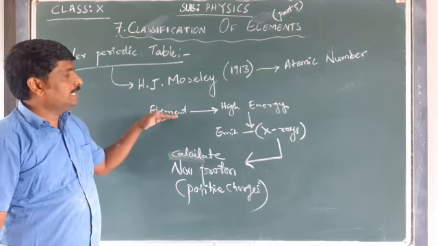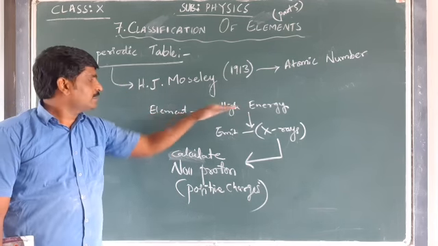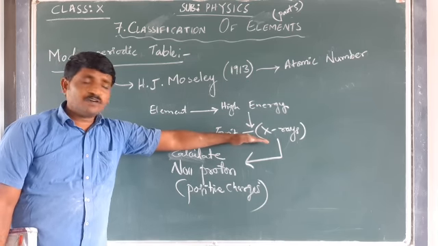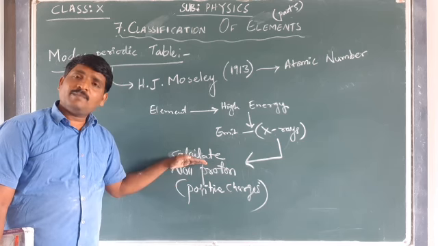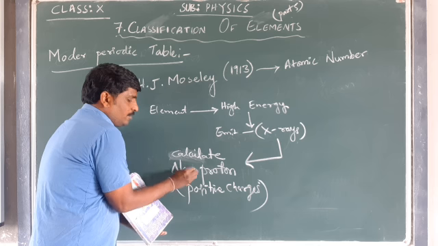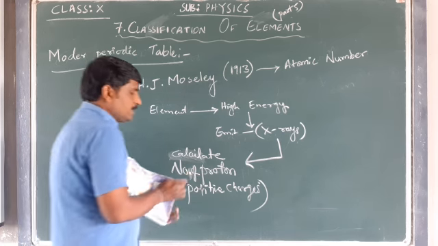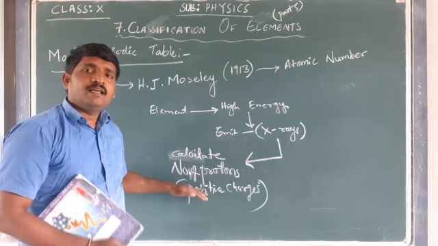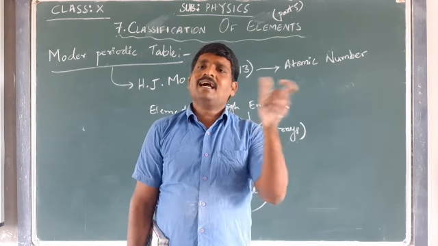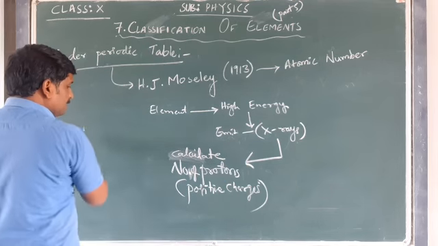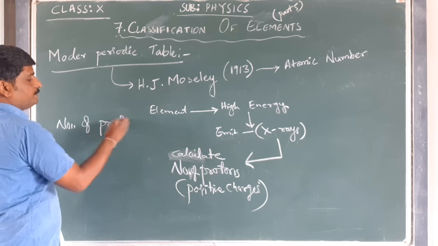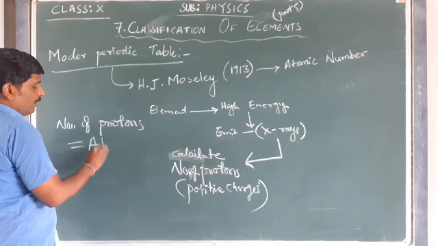If the electron is subjected to high energy, it is going to emit X-rays. By studying these X-rays, Moseley was able to count the number of protons, that is, the number of positive charges. And already we know, from the 9th class, that the number of protons is the atomic number.